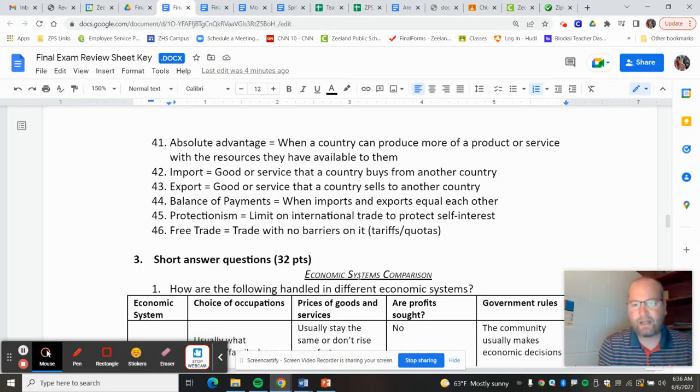A balance of payments. That's when imports and exports equal each other. That's when they're balanced. That means we're basically paying as much in terms of how much product we have that we're shipping out, that we're shipping in.